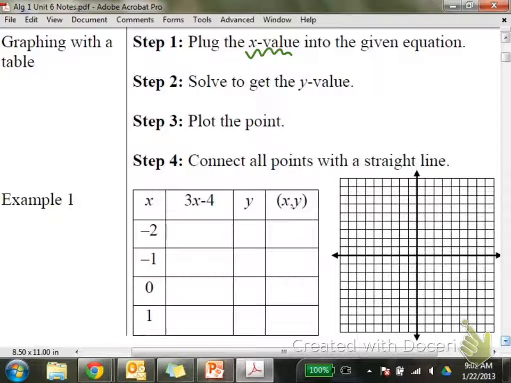So step 1 is you're going to plug in the x value. Step 2, you are going to solve, and that will give you your y value. So now we have our x value and our y value.